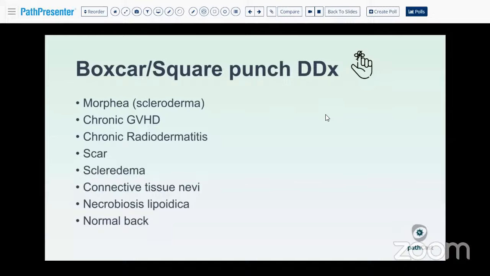Boxcar square punch differential. So things that can look squared off are morphea, chronic GVHD, radiation dermatitis, scar, scleroderma, connective tissue nevi, NLD, and even normal back skin.